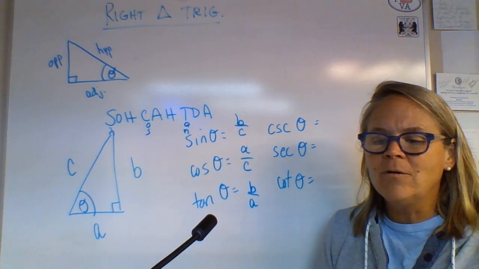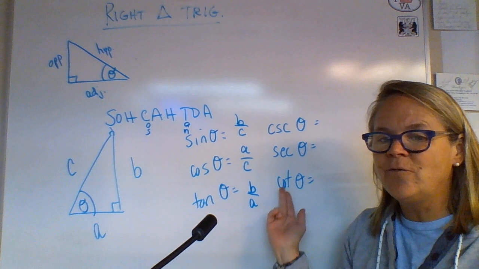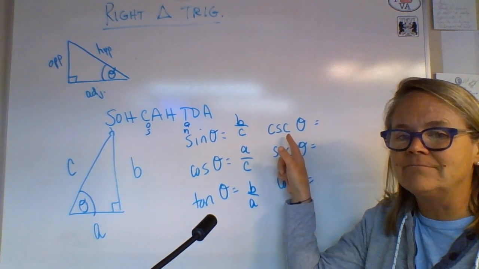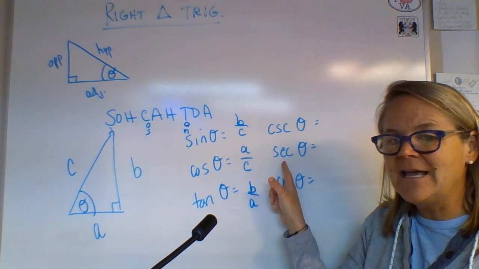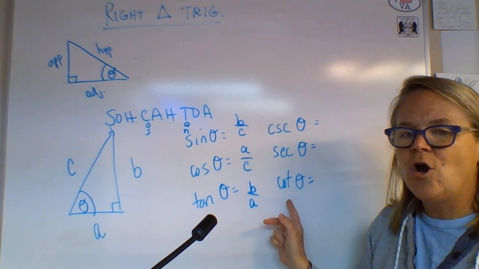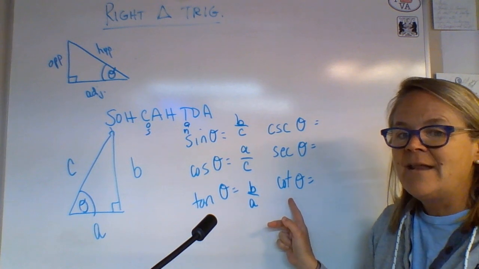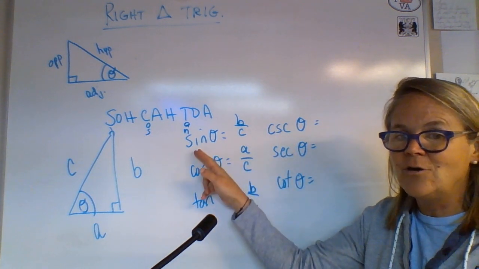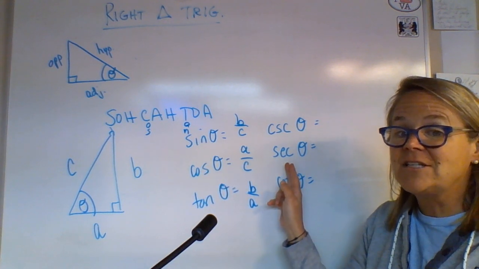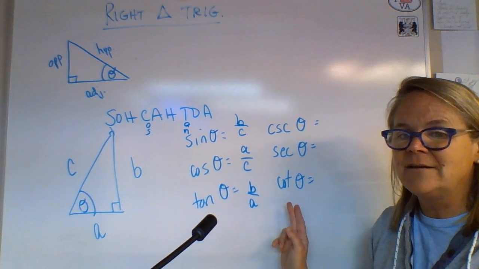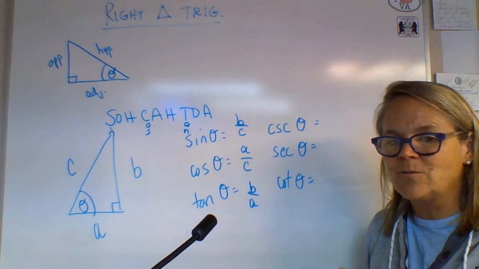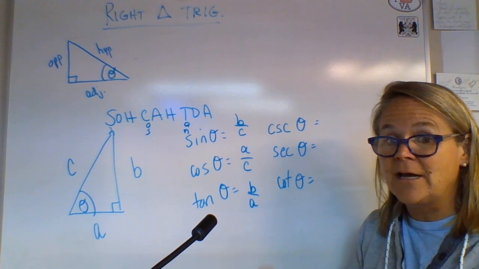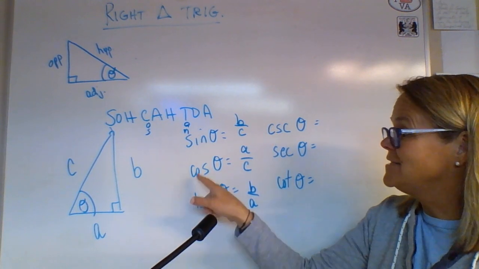What we have now are these 3 new functions. This is cosecant, this is secant, this is cotangent. Now, you want to remember that the cosecant goes with the sine, the secant goes with the cosine, the cotangent goes with the tangent. I always say like the co doesn't go with the co. That does not go with that.